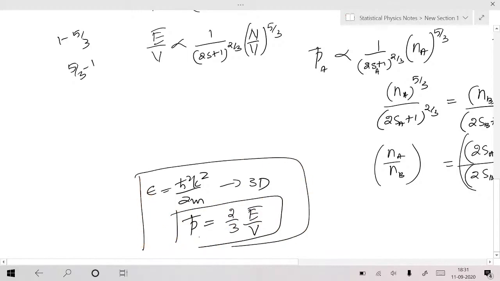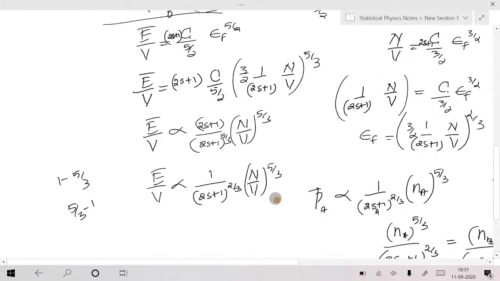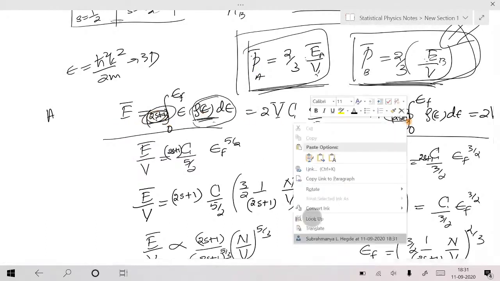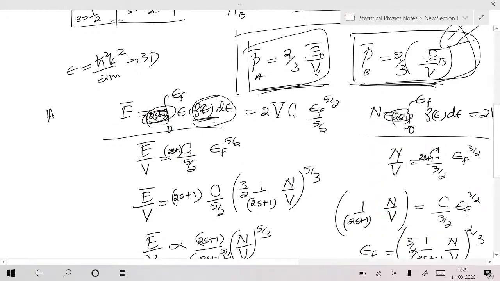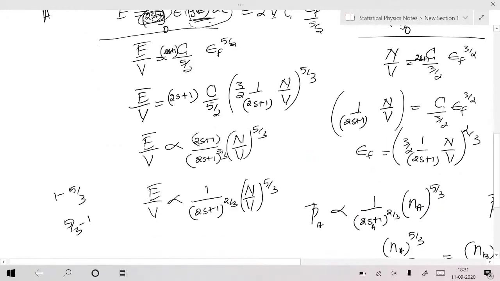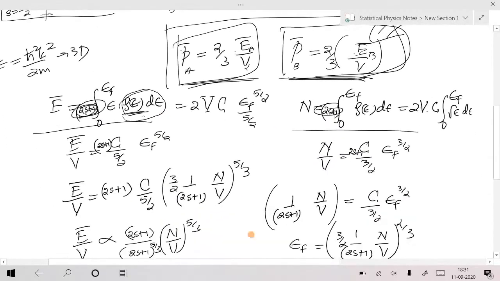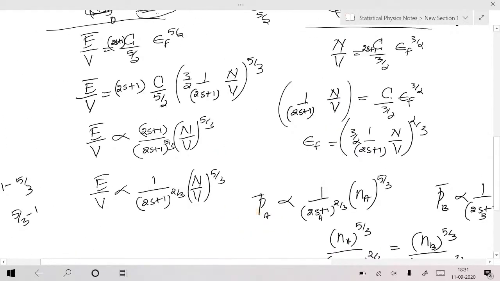Actually, that is correct, but we have to calculate E bar for a different system of spin half, and that is what I did. While finding E bar and N, I kept the degeneracy factor as 2s plus 1. So we can't generalize like that, calculating PA and PB and equating them by putting in the spin.